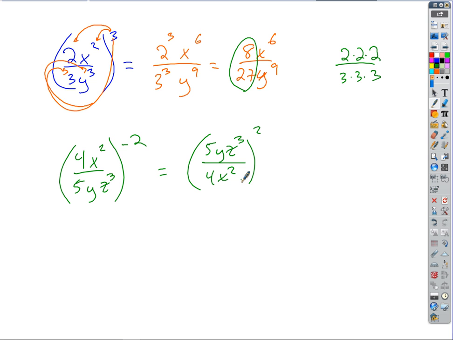Okay. So what's 5 squared? I get y squared. Z to what power? 6. Taking a power to a power, so I multiply the exponents. On the bottom, 4 squared. And x squared squared. What's that? 4. Good. X to the 4. Okay? All right, last property. Very simple one.